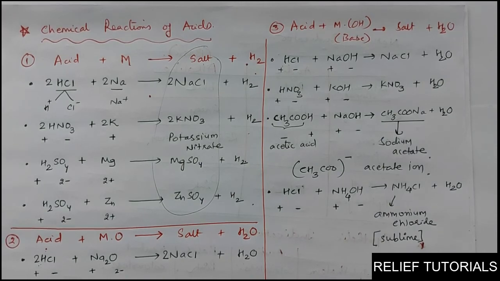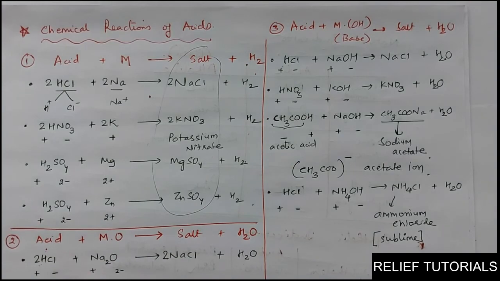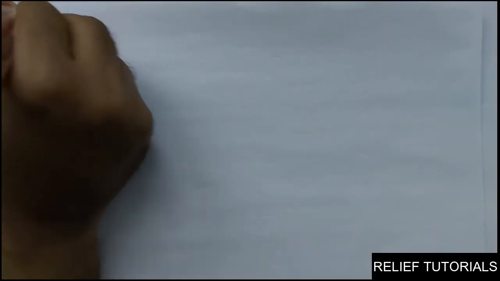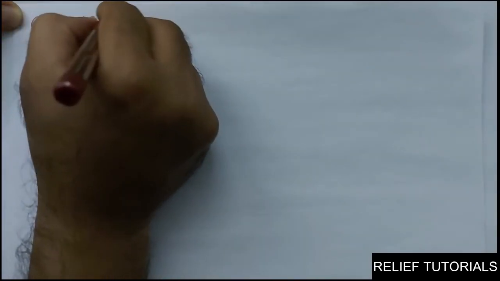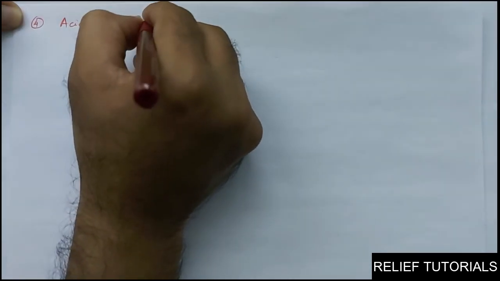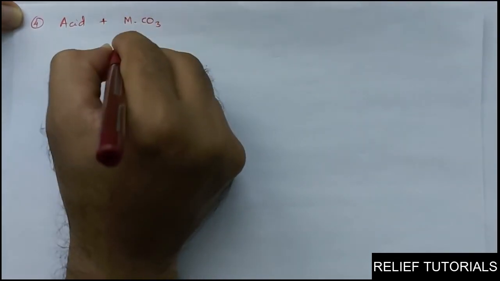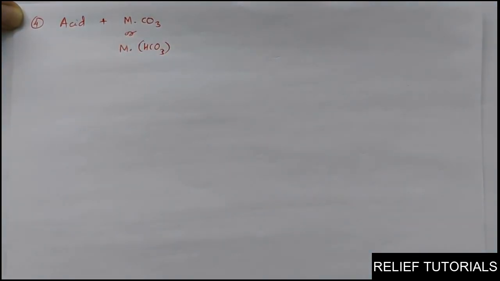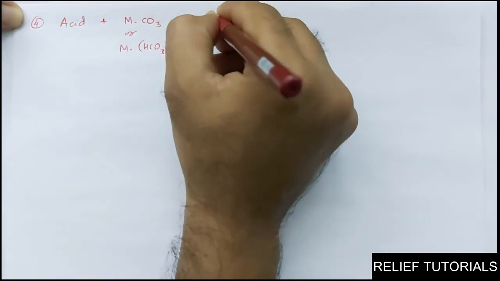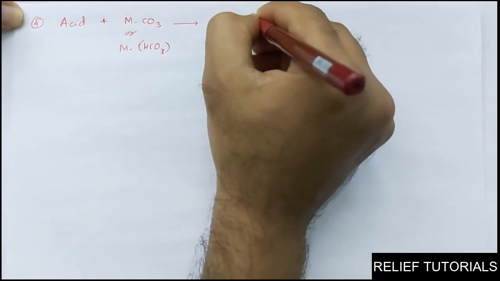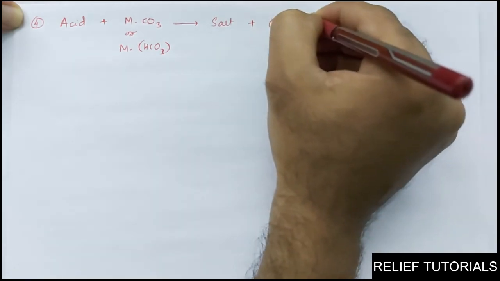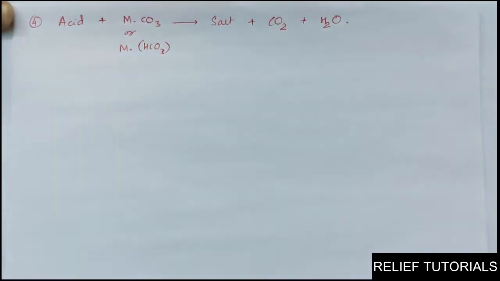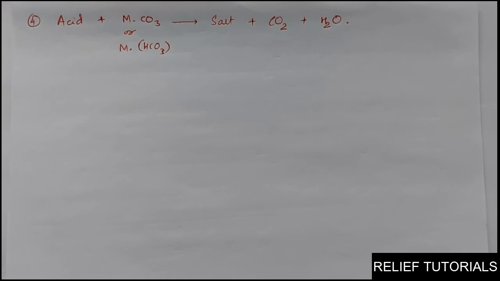Is that clear? So, 3 different types of reactions here. One more type I want to discuss. The 4th type of chemical reaction of acid. When acid reacts with metallic carbonate or metallic bicarbonate, it forms three products: salt, carbon dioxide and water. It's quite important to remember.